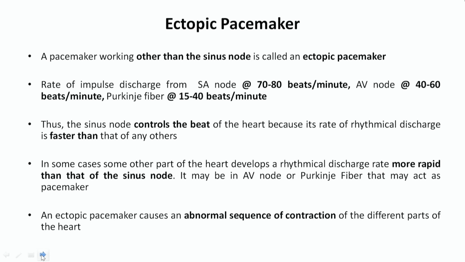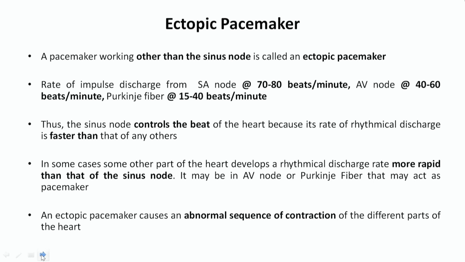Another term is the ectopic pacemaker. So what is an ectopic pacemaker? If the pacemaker is found not at the place of the SA node, then it is called an ectopic pacemaker. The correct definition is that a pacemaker working other than the sinus node is called an ectopic pacemaker. Sometimes the SA node is not able to generate the proper amount of impulse, or the SA node is not functioning properly. So other cells start generating their own impulse. That type of pacemaker is called an ectopic pacemaker.